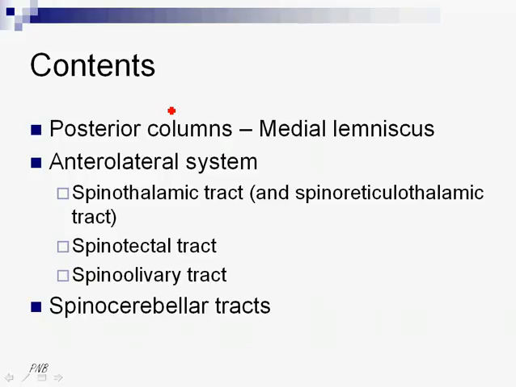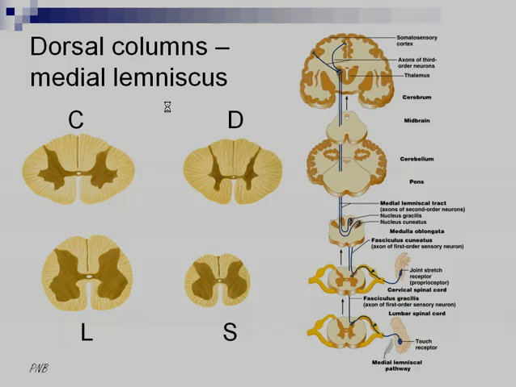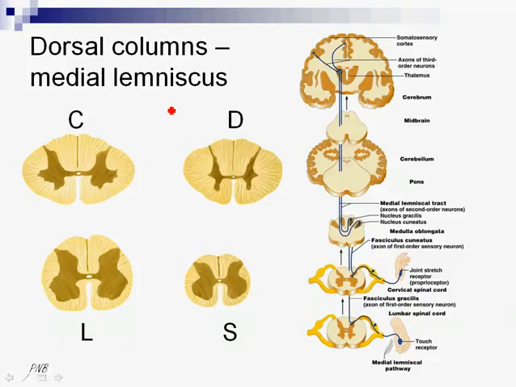We've got the posterior columns to begin with, then the anterolateral system, which includes different tracts, and finally the spinocerebellar tracts. The dorsal columns, which continue themselves with the medial lemniscus. Now these are fibers that bring information of epicritic touch, vibration, and conscious proprioception.